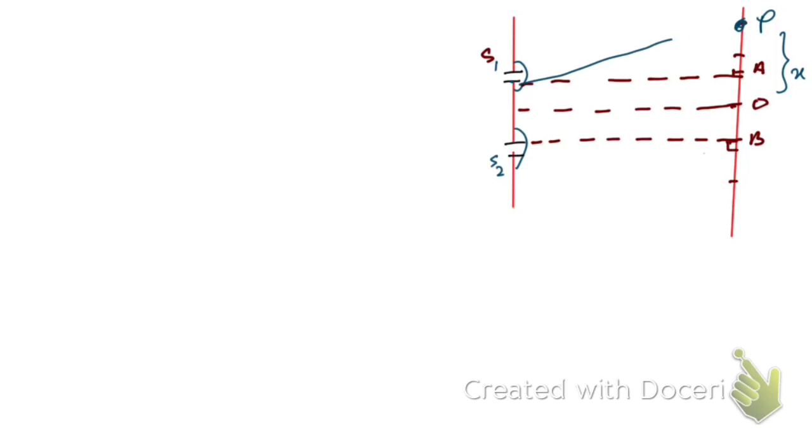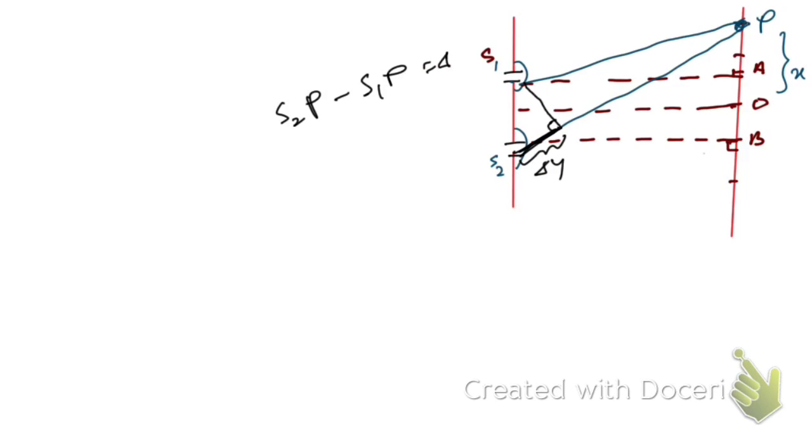Suppose these two waves have a path difference. Here you can see, if we draw a perpendicular here, then this distance is the difference between these two waves. S2P minus S1P will be equal to this portion, right? Let it be del y. So this is the path difference between these two waves.